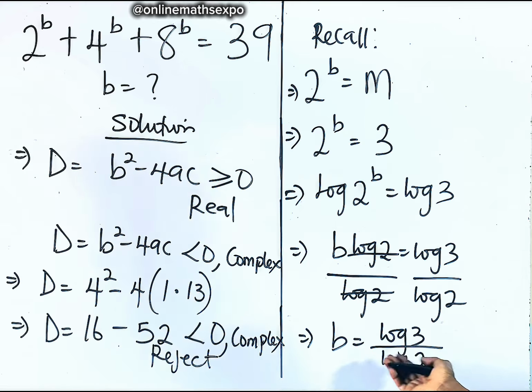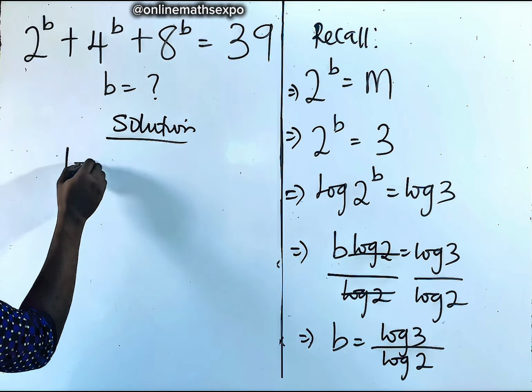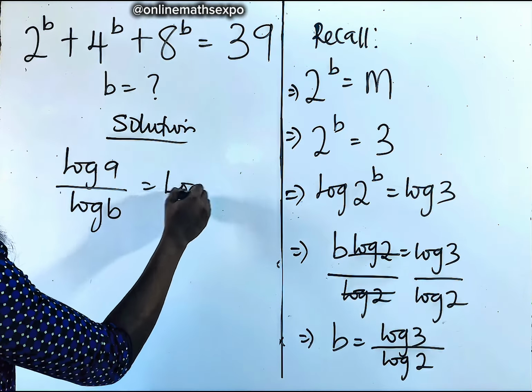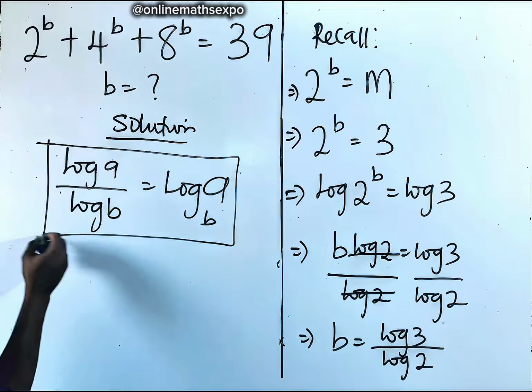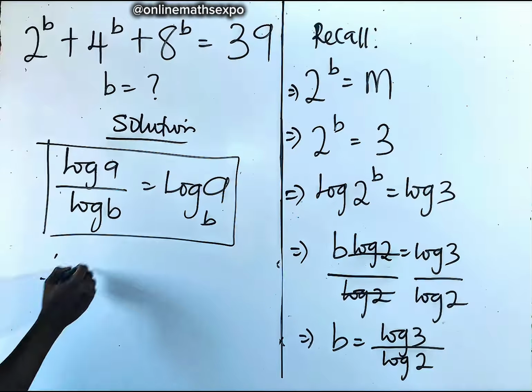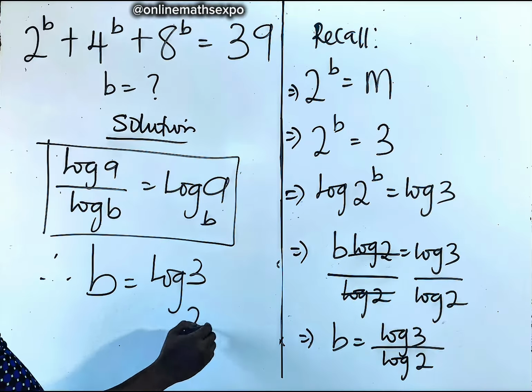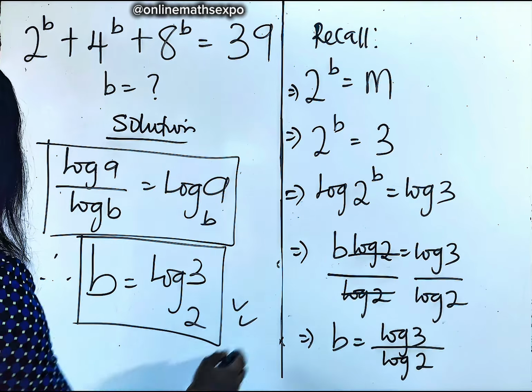Do you intend to leave it like this? No. Let's simplify it more. Just remember that for every log of a divided by log of b is log of a base b. So if you apply this rule, b will give us log of 3 base 2. So this gives us the value of b.